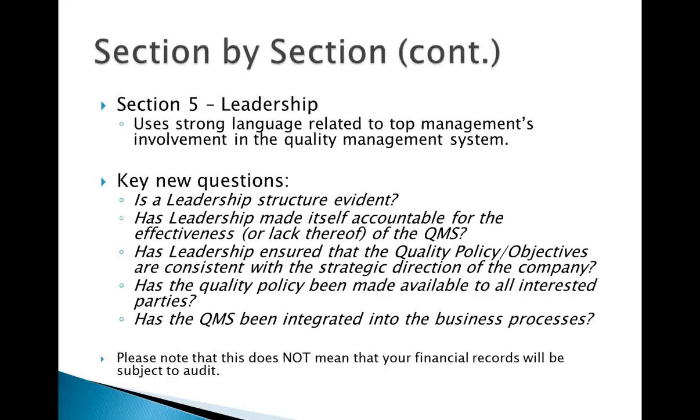Section 5, as I mentioned earlier, has really quite strong verbiage within it related to top management's involvement in the quality management system. Talks about, is there a leadership structure? Has management, has leadership made itself accountable for the system? Has leadership ensured that the policy and objectives are consistent with the strategic direction of the company? Has the quality policy been made available to the interested parties? Has the system been integrated into business processes?